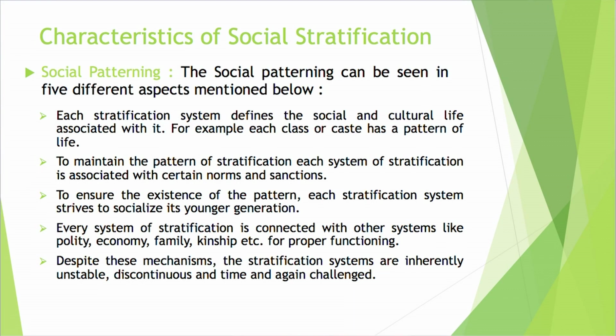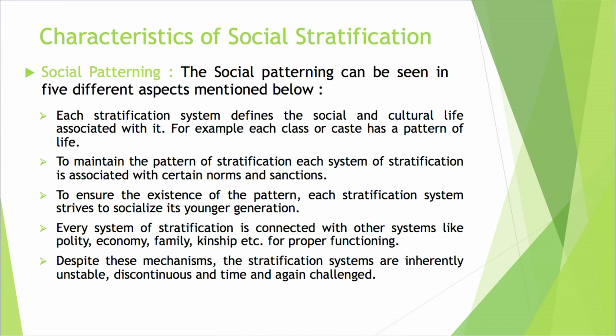Then we have social patterning. The social patterning can be seen in 5 different aspects that are mentioned below. First of all, social stratification is a system that defines the social and the cultural life associated with each class. For example, each class has a pattern of life. To maintain that pattern of stratification, each system of stratification is associated with certain norms and sanctions. To ensure the existence of the pattern, each stratification system strives to socialize the younger generation.